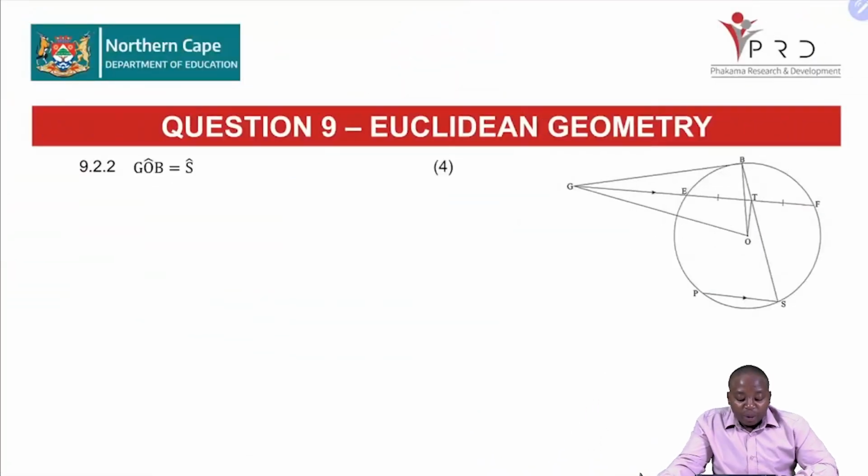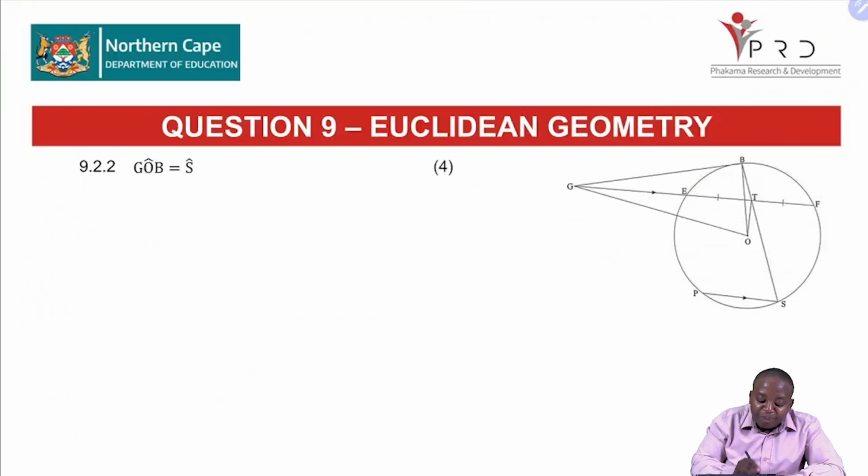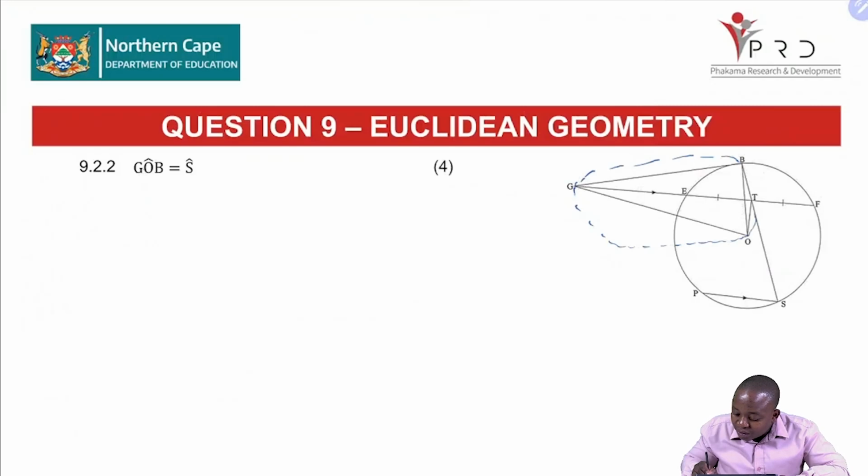Let us look at 9.2.2. In 9.2.2, we are required to prove that GOB is equal to S. And remember, when we are moving on from the previous question, we have proven that this is a cyclic quad, so we are going to apply those principles of it being a cyclic quad. We mustn't forget that we are still going to work with this cyclic quad. We are still going to work with that 90 right there. So we mustn't forget those two that we're going to apply.